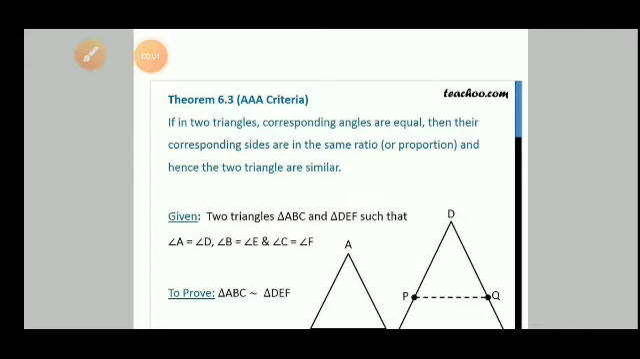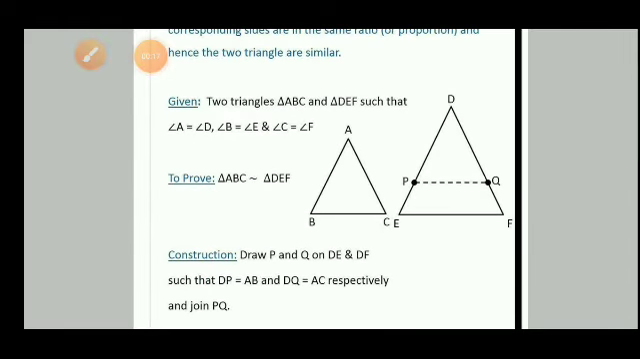Theorem 6.3 and 6.4. So 6.3 is about angle criteria. The statement is, if in two triangles corresponding angles are equal, then their corresponding sides are in the same ratio or proportion, and hence the two triangles are similar. So look at what is given here.